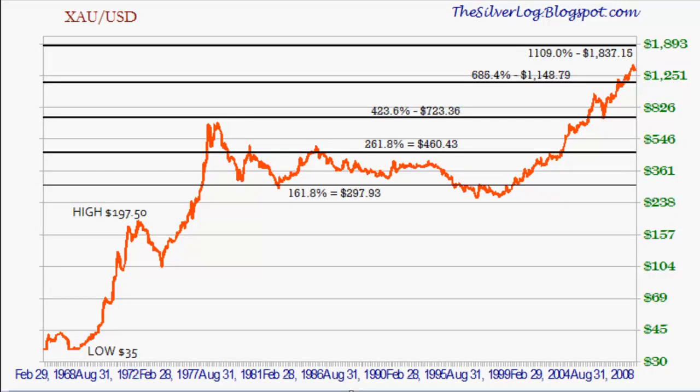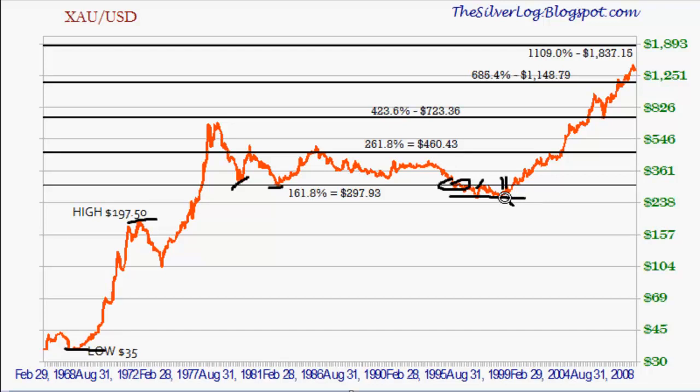The calculations for this upside regards the lows of 35 and the high here of 197 and a half. The 161.8% level, which is roughly $300 per ounce, was almost tested here, tested successfully here. It pierced below it on this level and was used as resistance before finally getting above. When it went below it, it found support.